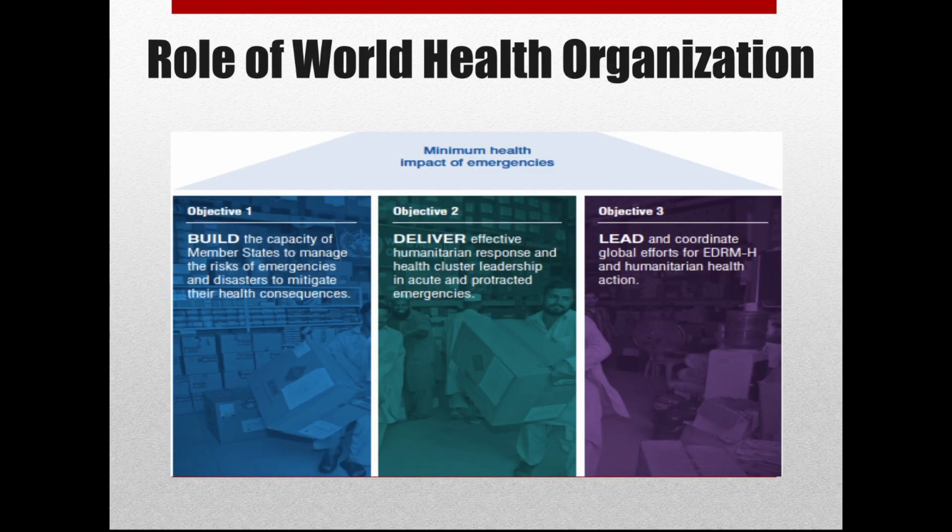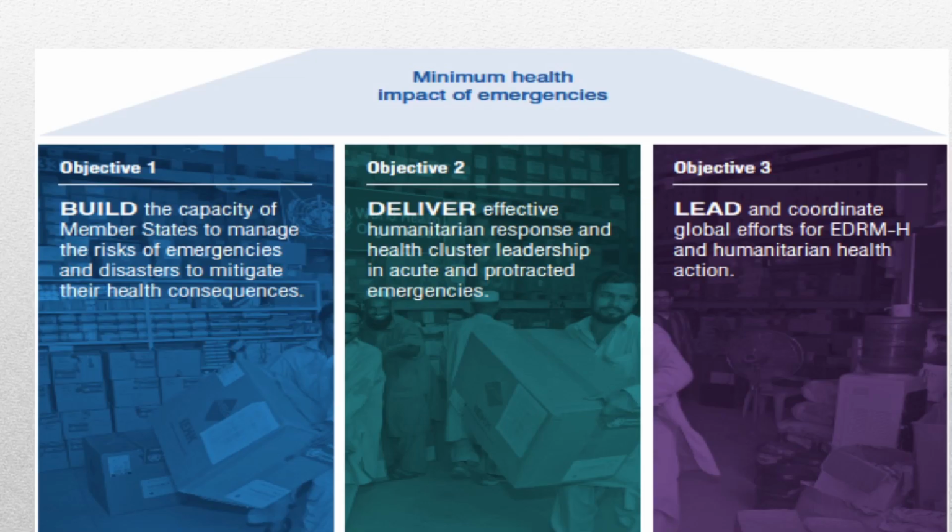So what are the objectives of the WHO? The goal is to have minimum health impact of emergencies. And you can read the objectives. First, building the capacity of member states to manage the risks of emergencies and disasters, to mitigate their health consequences; second, deliver effective humanitarian response and health cluster leadership in acute and protracted emergencies; and third, lead and coordinate global efforts for emergency disaster risk management in health and humanitarian health action. So that's the role of WHO.